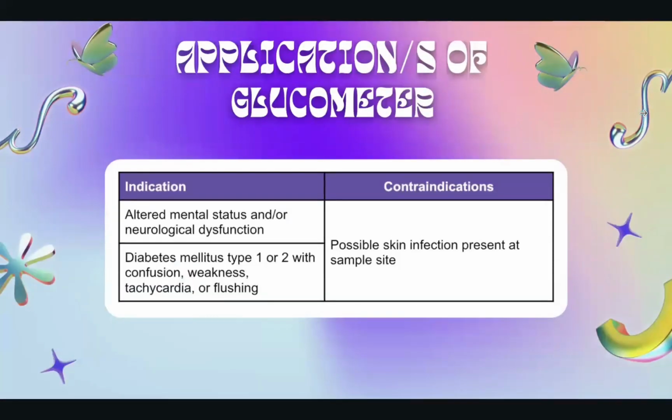For glucometers, they monitor the effect of diabetes medications on blood sugar levels, and they work to identify if blood sugar levels are high or low and track progress in reaching overall treatment goals. We have here the indication of glucometer and its contraindication, which includes possible skin infection present at the sample site for when the lancets prick the skin.